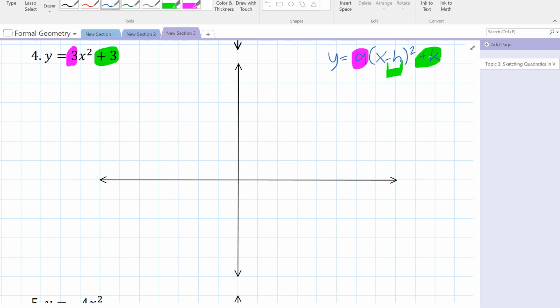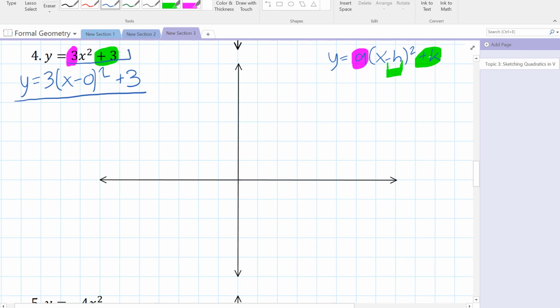And so what I can assume then is that this is really the equation, y equals 3 times x minus 0 squared plus 3. And again, you can see this isn't really changing the equation because the 0 would just go away and it would just become 3x squared plus 3. But this is just a nice visual way to see how this translates into vertex form, or already is vertex form. Okay, so then that means I have the vertex at 0, 3.